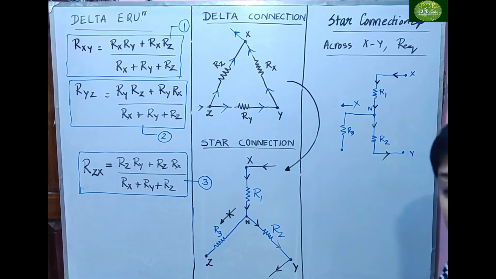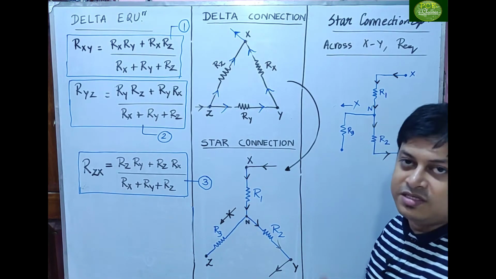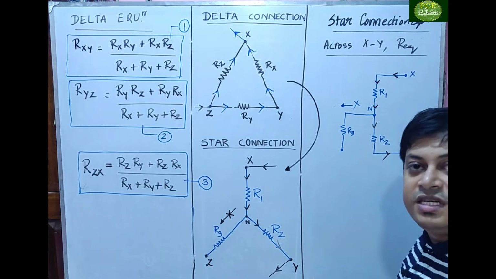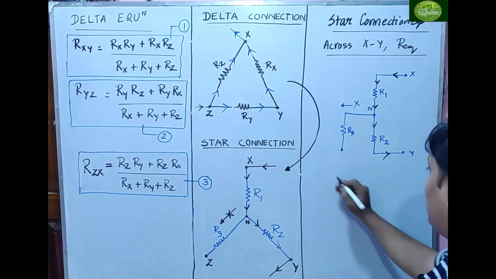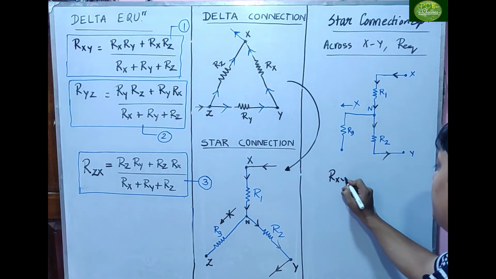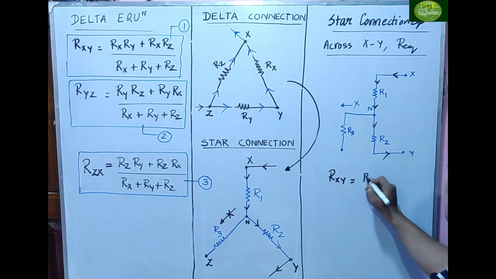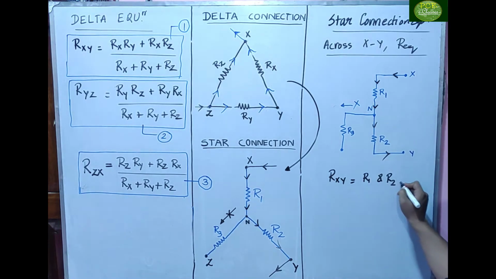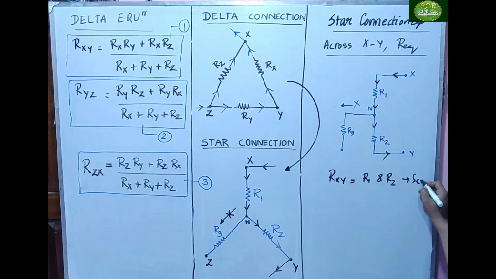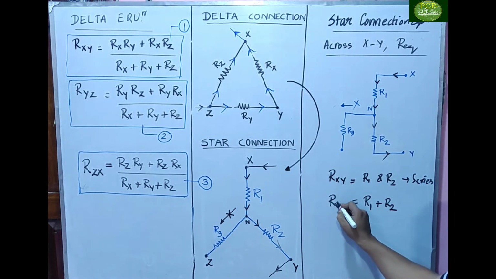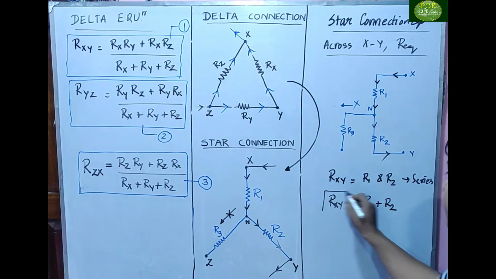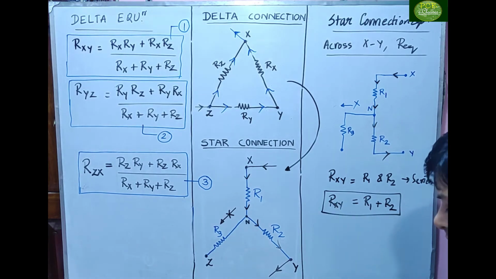That means the current flowing in the R1 and R2 are same or different? Same. That means the R1 and R2 will be said as in series. So what will be the equivalent? If I write down R X Y, what will be the equivalent? R1 and R2 in series. This equals R1 plus R2. What is this one? Rxy. This is equation number 4.